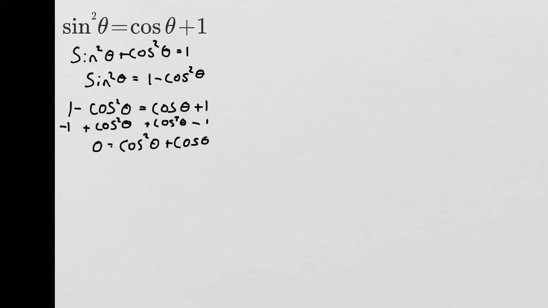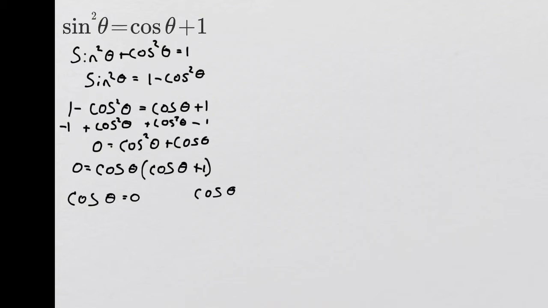Here, go ahead and factor out your greatest common factor. So I'm still going to get 0 equals cosine theta times cosine theta plus 1. Just like in algebra, we're going to set both terms equal to 0. So we're going to have cosine theta equals 0. And of course then cosine theta plus 1 equals 0.